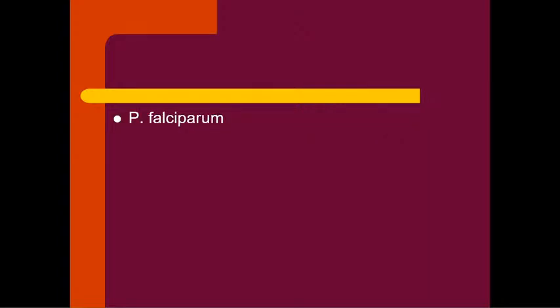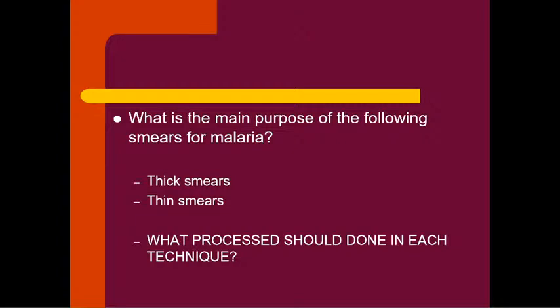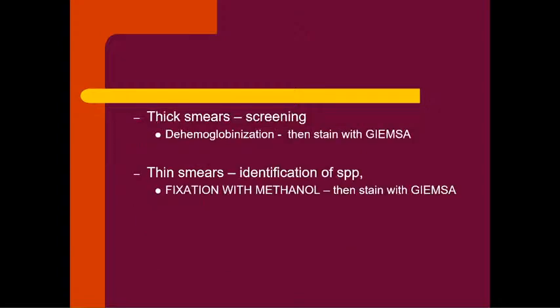Now, let's go to the laboratory analysis. Okay? We'll talk about malarial smears first. For thick smears, it's used for screening. And you need to do dehemoglobinization before you look at the malarial parasites and stain the smears. And usually, you would stain it with Giemsa.